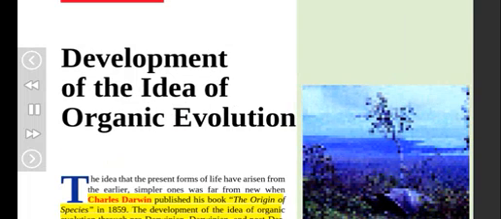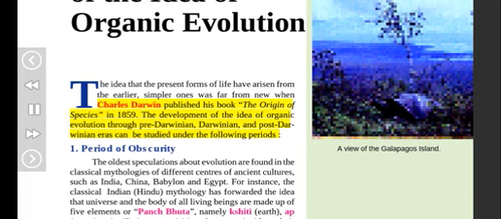The development of the idea of organic evolution through pre-Darwinian, Darwinian, and post-Darwinian eras can be studied under the following periods. 1. Period of obscurity.